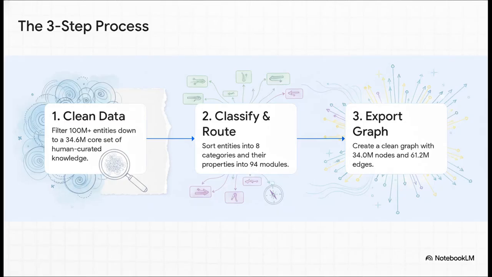So if we break it down, it's really three main steps. First, they clean things up. They use rules to filter out about 2/3 of the junk, leaving a core set of high-quality, human-vetted knowledge. Second, they classify and route everything. Entities get sorted into one of 8 main categories, and their properties get filed into 94 different modules. And finally, they export all of that neatly organized data into a pristine graph.